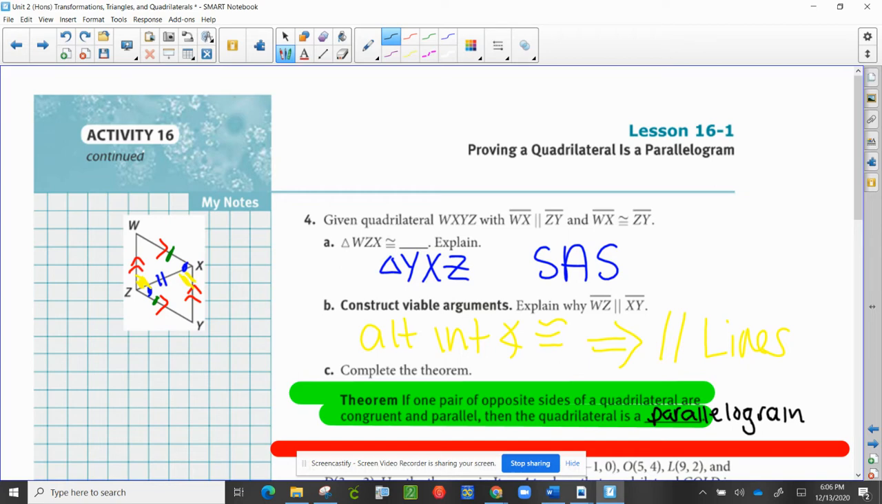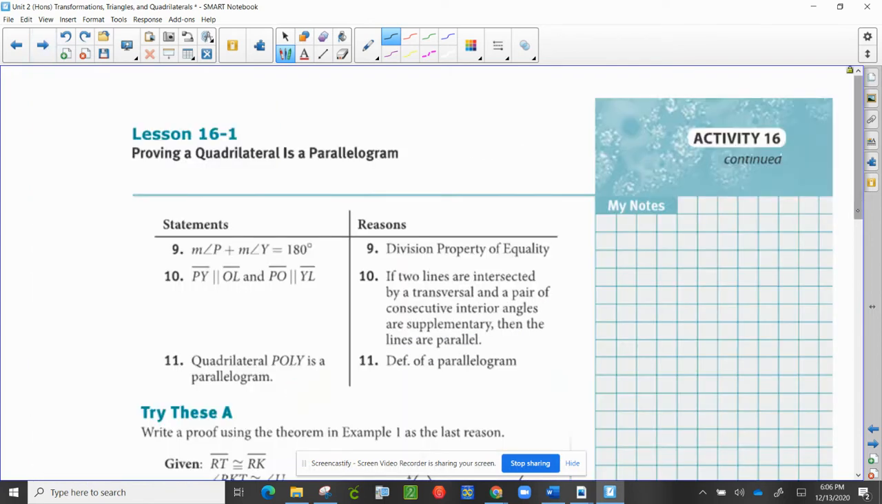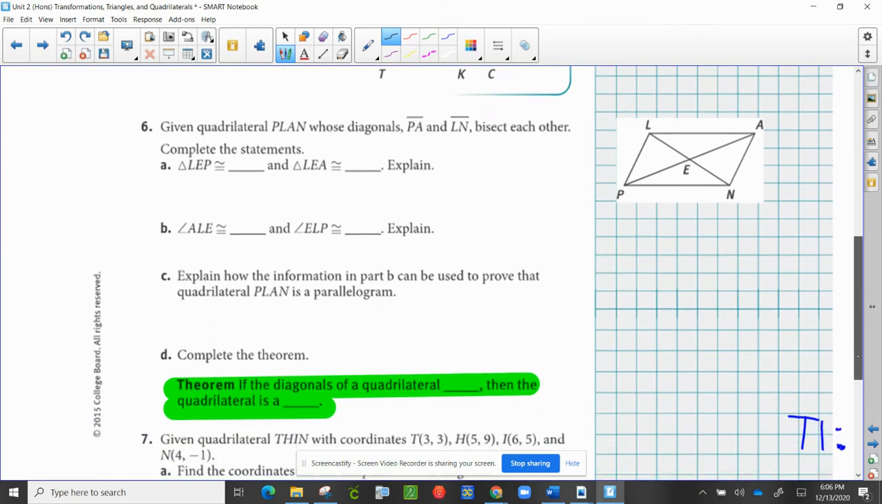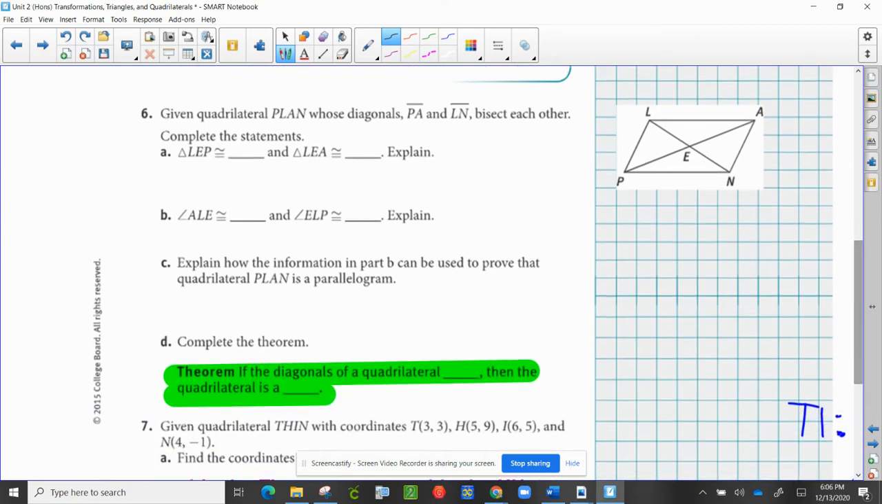Let's go to problem 6. So down here. Okay, so we have a quadrilateral PLAN, which has diagonals PA and LN, and those diagonals bisect each other. So if they bisect each other, that means it cuts it in half. So we can make some markings here, some congruent markings that we can imply.